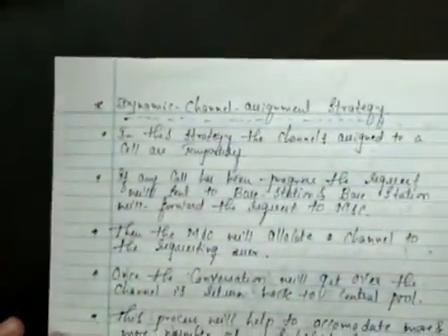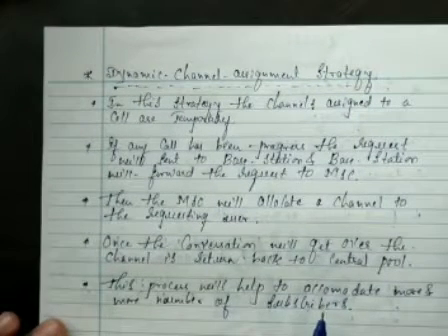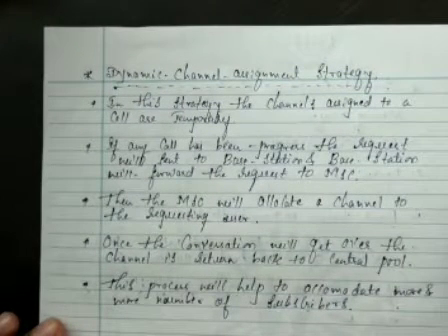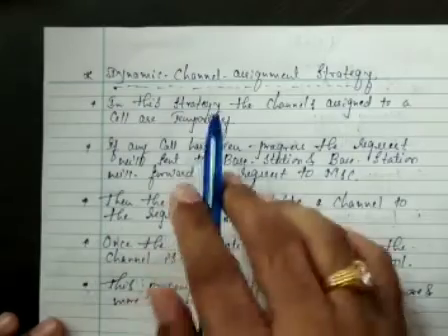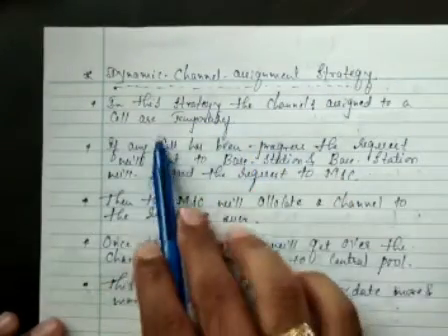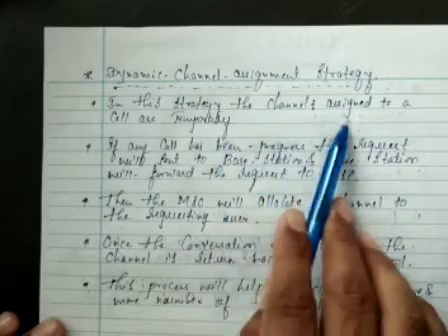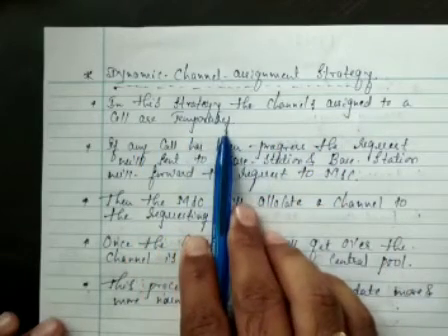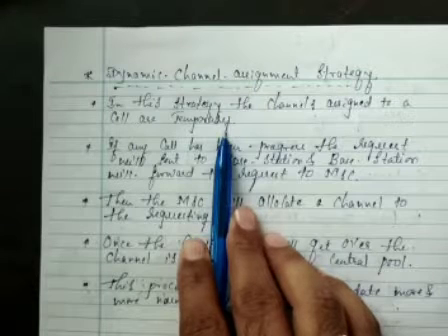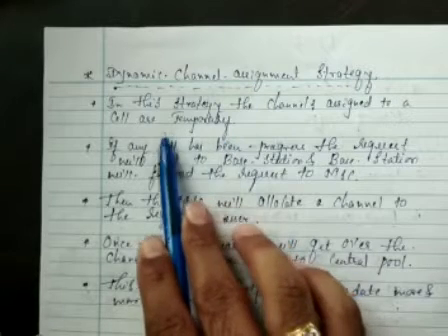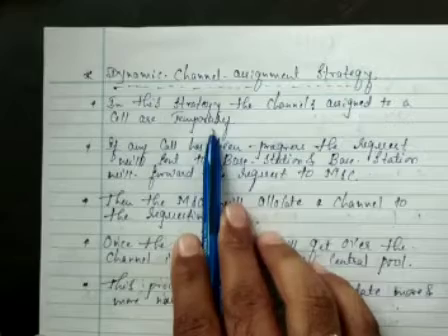In the dynamic channel assignment strategy, whereas in the fixed strategy the number of channels allocated to a particular cell is fixed, in dynamic channel assignment the channels assigned to a particular cell are temporary. The particular cell has a temporary number of channels, not a fixed number of channels.